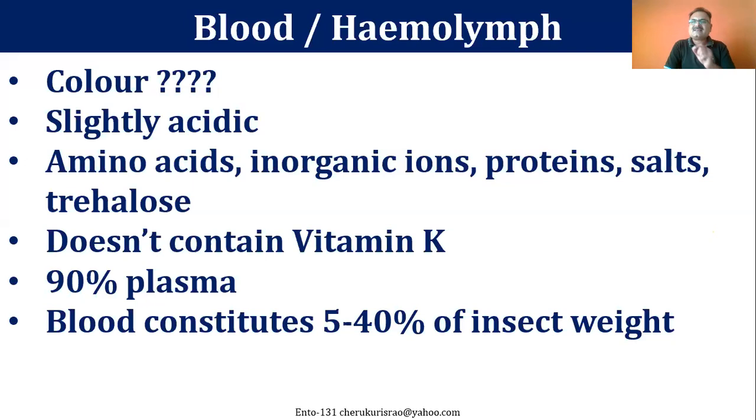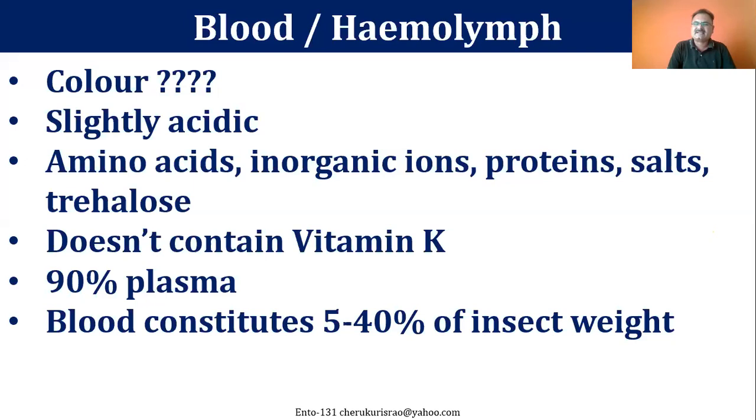Because the insect circulatory system has no role in oxygen movement from one place to one cell, they don't have hemoglobin. That's the reason the insect blood is colorless, no color. However, the color may sometimes be yellow or sometimes green because of plant materials, depending upon the food they eat. Another thing is that insect blood is slightly acidic, not too acidic, probably around 6.5 or something like that.